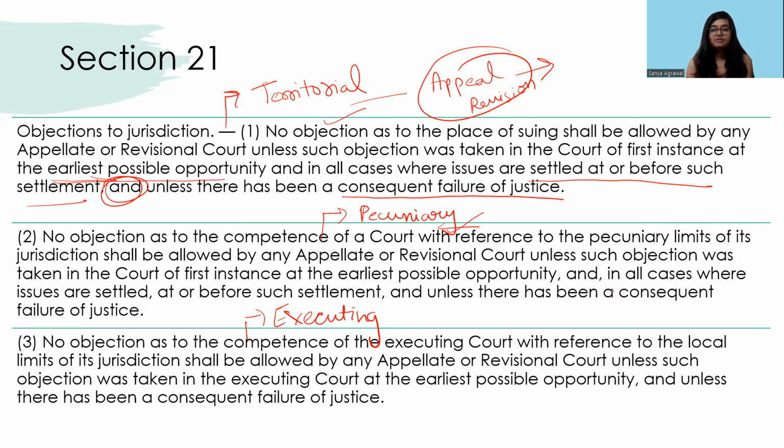Similarly, for pecuniary jurisdiction as well, the same thing is written, that in the lower court, you have to prove that an objection was raised before or at the settlement of the issues, which is the earliest possible opportunity, and you have proved a subsequent failure of justice. So once you prove both these things, only then will the court take it up that the lower court did not have the jurisdiction, and the appellate court can set aside the decree of the lower court.